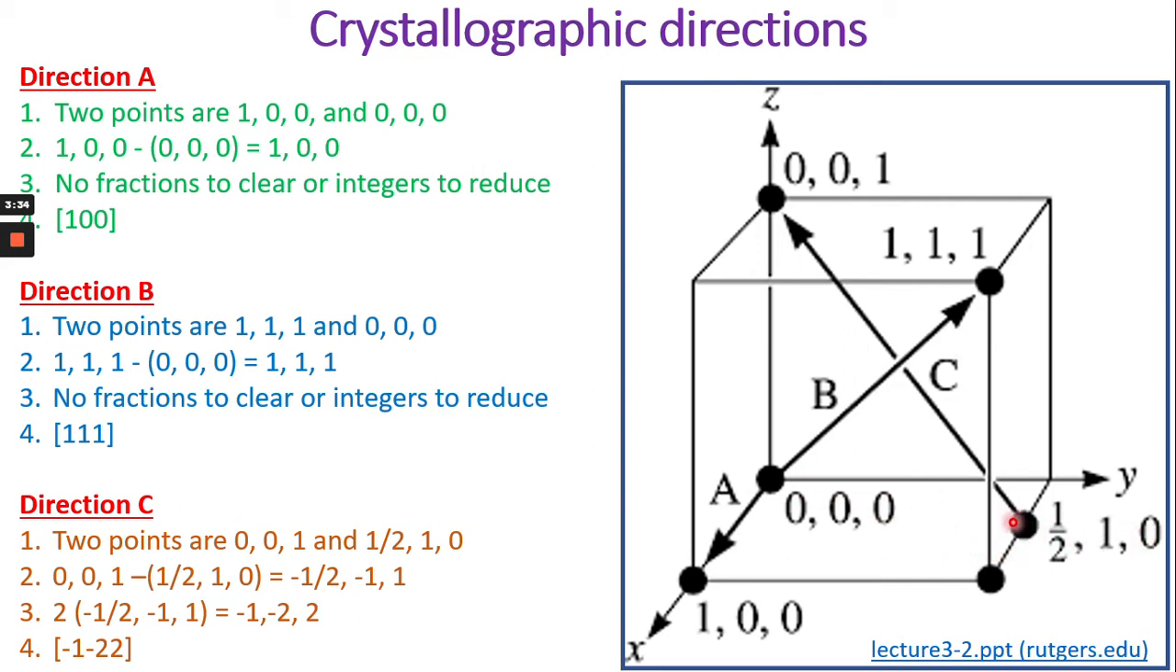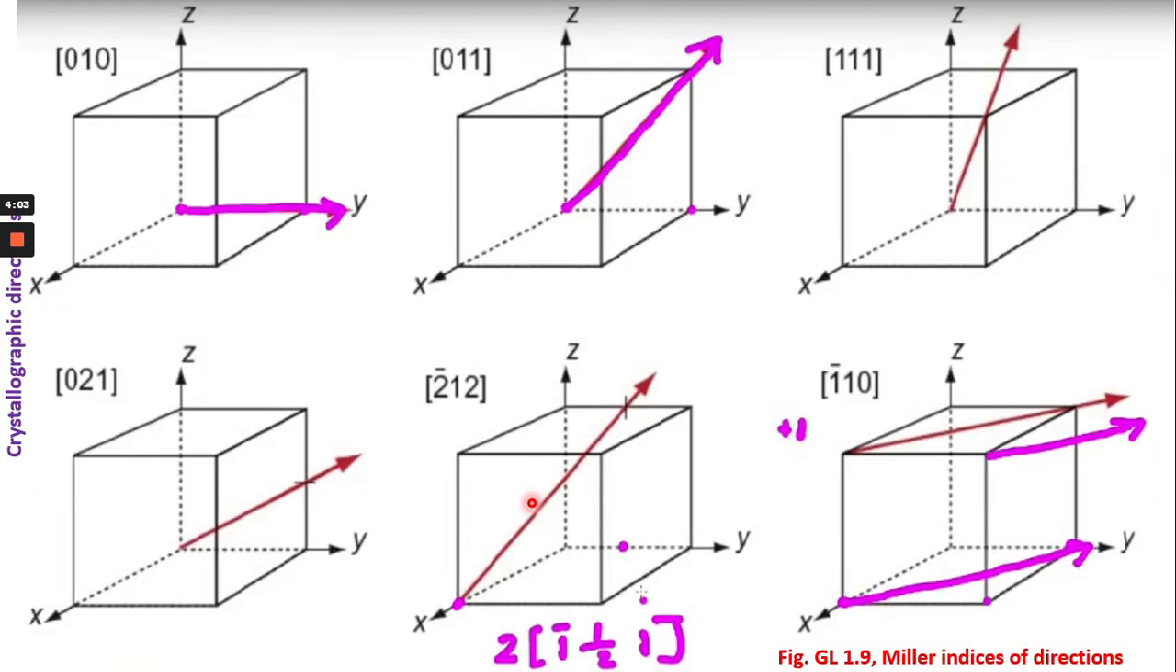So basically you go half along x, which is this one, but parallel of this one is that one. Then 1 along y and 0 along z. Similarly here, 0 along x, 0 along y and 1 along z. Then this direction from half, 0, 1 to 0, 0, 1 is the minus 1, minus 2, 2 direction. Okay, now let's go into more detail.